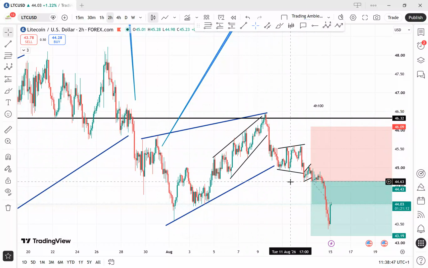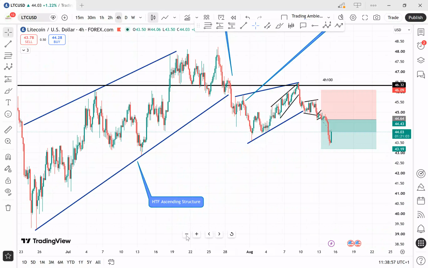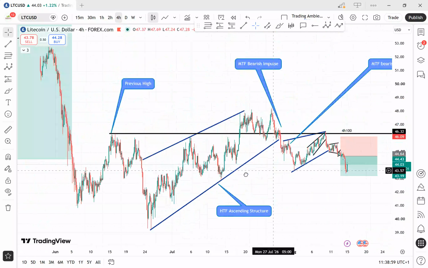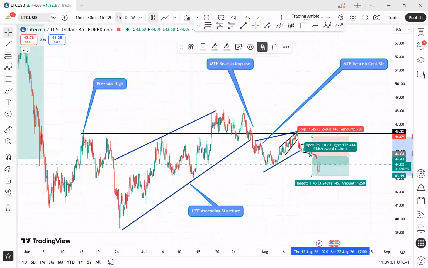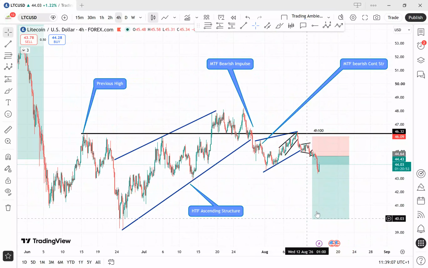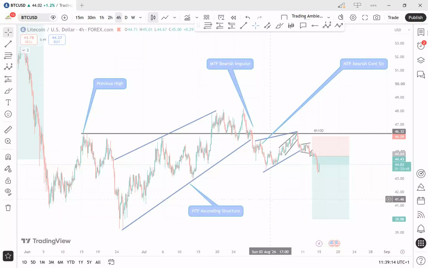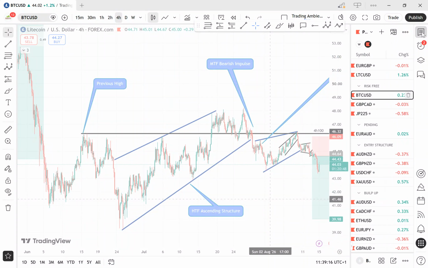So we set our entry below this continuation structure, then stop loss above it. The price has taken us in and is presently dropping, and we hope that the price will drop further, at least to somewhere around here on Litecoin USD. So moving further, we have BTC USD.